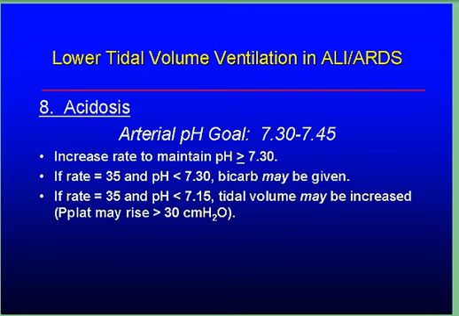If the pH was below 7.3, the respiratory rate was increased up to a maximum of 35. If the rate reached 35 and the pH was still below goal, bicarbonate administration was allowed. That was a clinician's judgment call. And if the pH was below this level, 7.1, tidal volume could be increased. It's not required, but again, it's a clinical judgment.